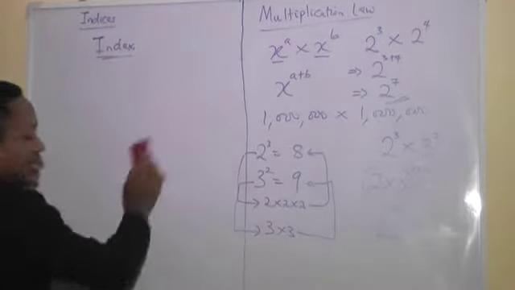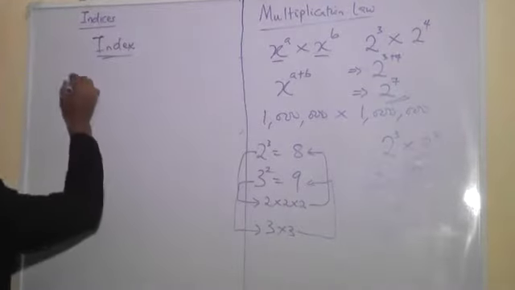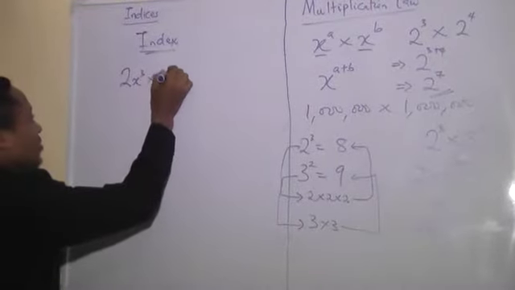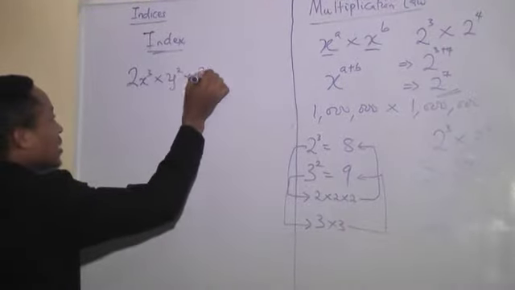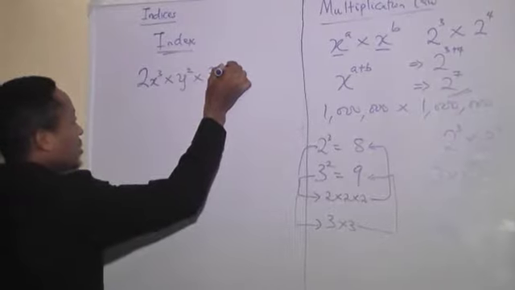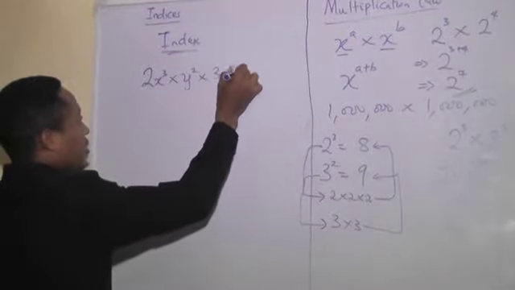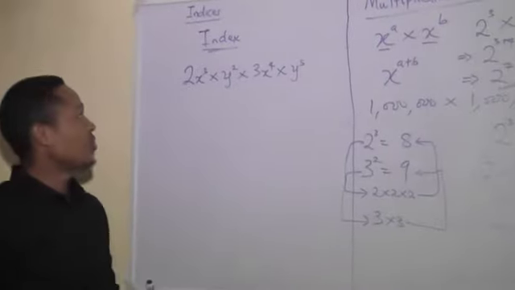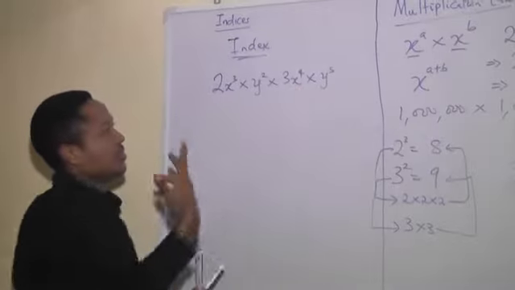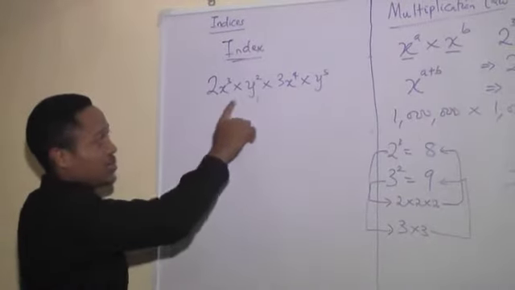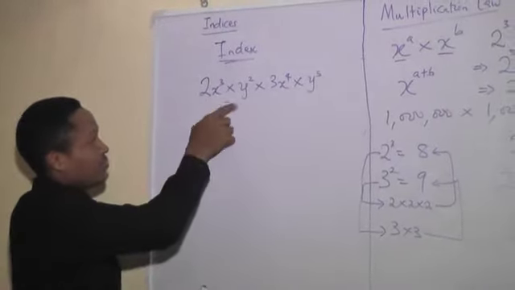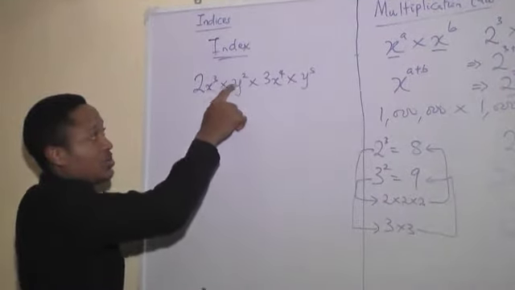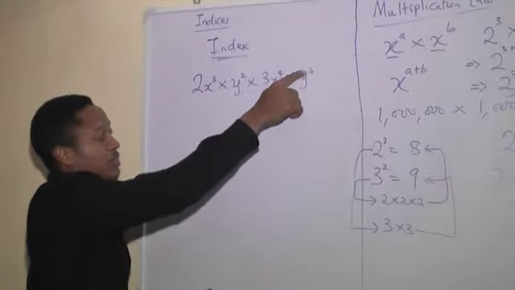So if you have something like 2x raised to the power of 3 times y raised to the power of 2 times 3x raised to the power of, let me say, 4 times y raised to the power of 5. I want to multiply this. Of course, looking at these terms here, they are expressed in index form. x raised to the power of 3, y raised to the power of 2, x raised to the power of 4, y raised to the power of 5.